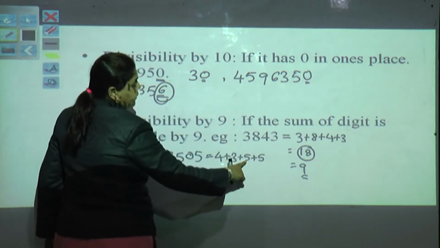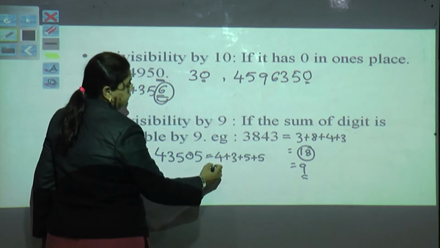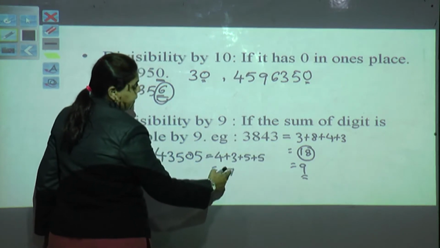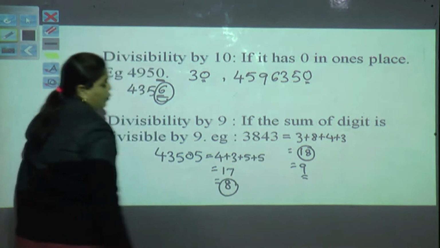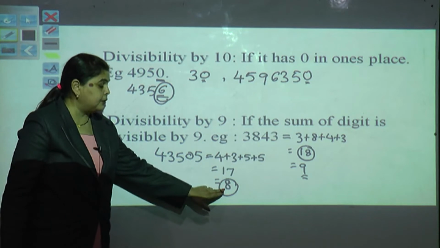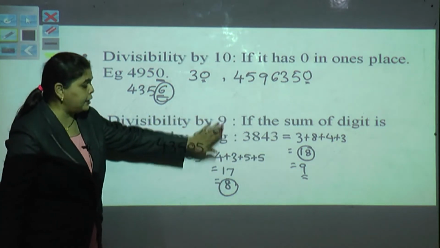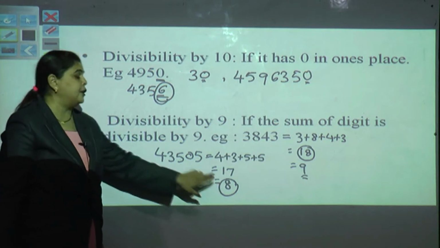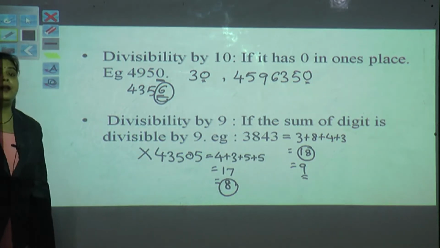5 plus 5 is 10. 10 plus 3 is 13. 13 plus 4 is 17. 7 plus 1 is equal to 8. Now you can do the sum. You can find out if it is a 9, then only we can say this number is divisible by 9. We have a sum of 8, so we can say this number is not divisible by 9.